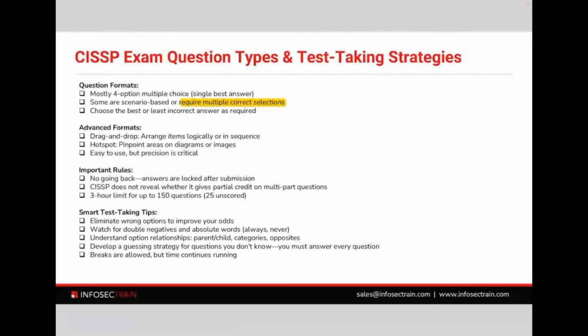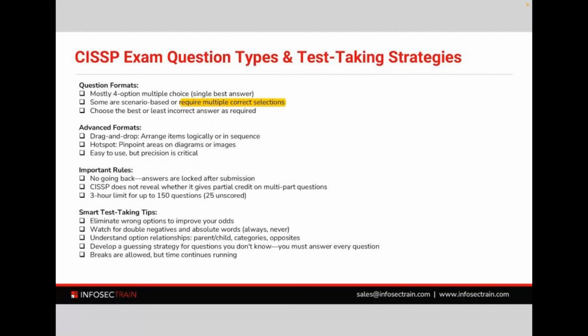The next thing is to understand option relationships, right? When you're guessing, are there any parent and child relationships in the options? See if you can eliminate them. Or between a parent and child, you only have to select a parent, right? Understand the different categories of options.